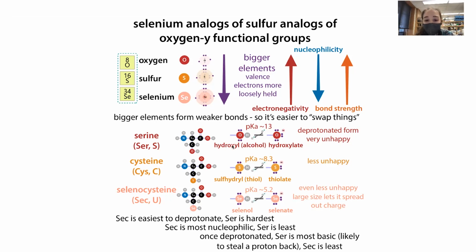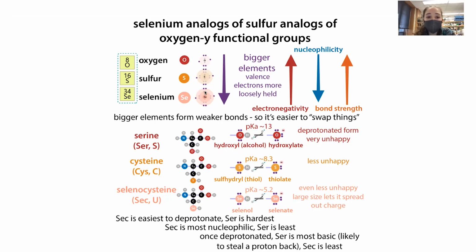When we have an OH, we call that a hydroxyl or an alcohol group. When we have an SH, we have a sulfhydryl or a thiol group. And when we have an SeH, we have a selenyl group. We'll get into why these similarities and differences matter. But for now, just know that these are below each other on the periodic table, so they're going to have the same number of valence electrons, more on this in a minute.